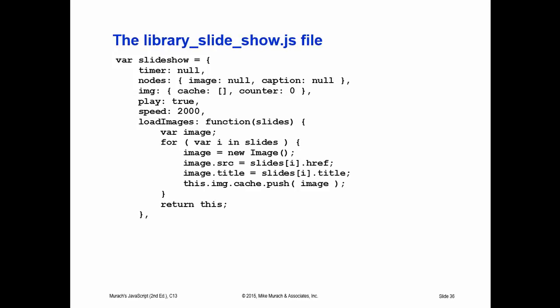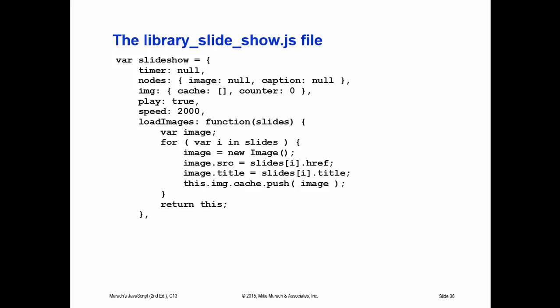The play property, which is a Boolean, indicates whether the slideshow is playing, meaning true, or paused, meaning false. And the speed sets the show's speed in milliseconds. So I thought it was every 3 seconds. It looks like it's every 2.